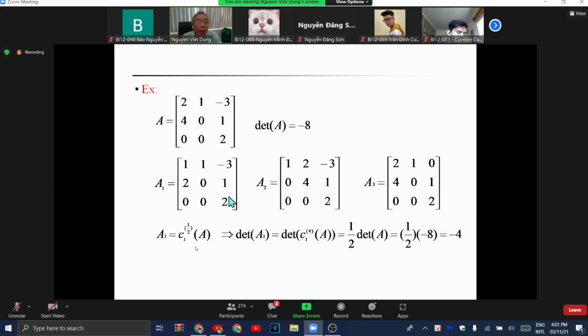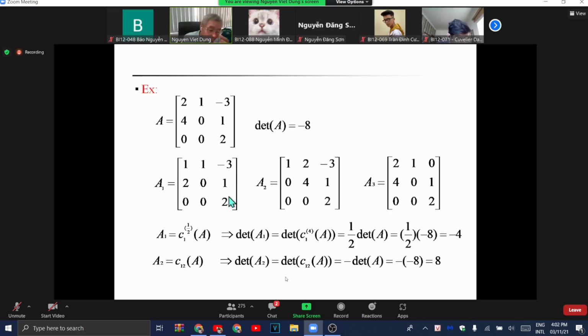First of all, A1. You see that the first column of A1 is obtained from the first column of A by dividing every entry by 2. So it means that A1 equals C1 to the power 1/2 of A. And because of that, the determinant of A1 will be 1/2 of the determinant of A. So you get minus 4.